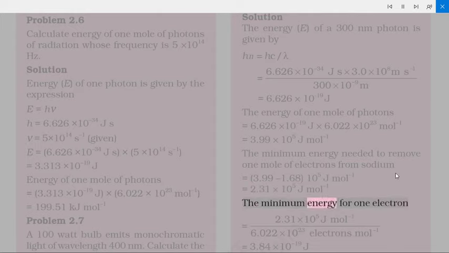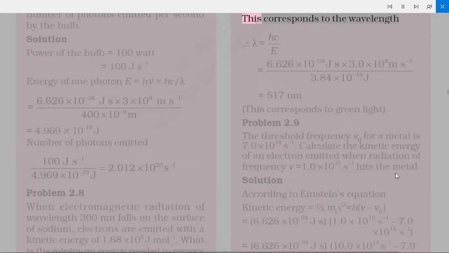The minimum energy for one electron corresponds to the wavelength lambda, which is equal to c over nu, so lambda = hc/E = (6.62 × 10⁻³⁴ J s × 3.0 × 10⁸ m/s) / (3.84 × 10⁻¹⁹ J) = 517 nm. This corresponds to green light.